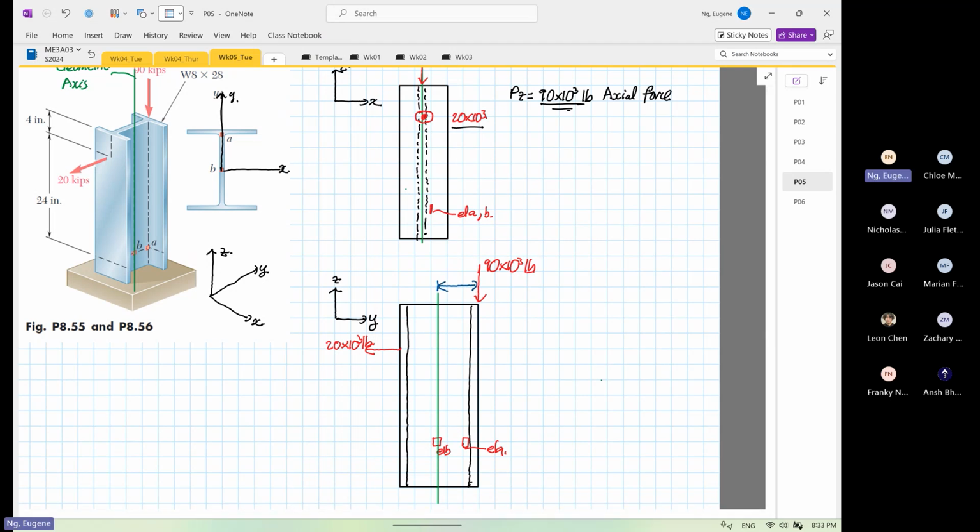You'll see that, right? Whereas the 20 times 10 to the power 3 is perpendicular to the geometric axis. So when that's the case, you go right down to the element. Can you see that? So this distance we know is 24 inch. A lot of students were confused about the 90. The 90 is to where, right?